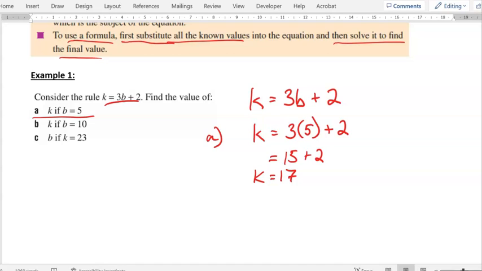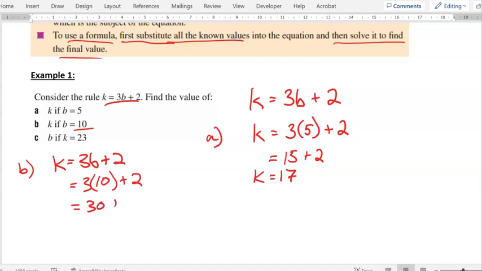But now, for B, I'm going to use the same formula or rule. K equals 3b plus 2. But now we've changed the rules. What is it when we have b being 10? We're still solving for k. It's 3 times 10 plus 2. 3 times 10 is 30, plus 2. If b is 10, in that case, k is 32. Okay, I'm with you.